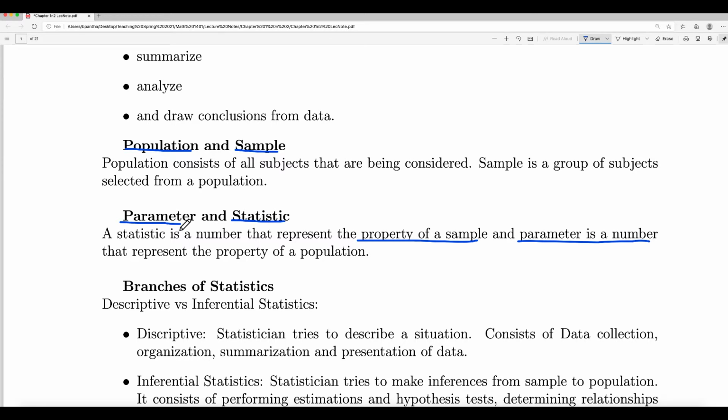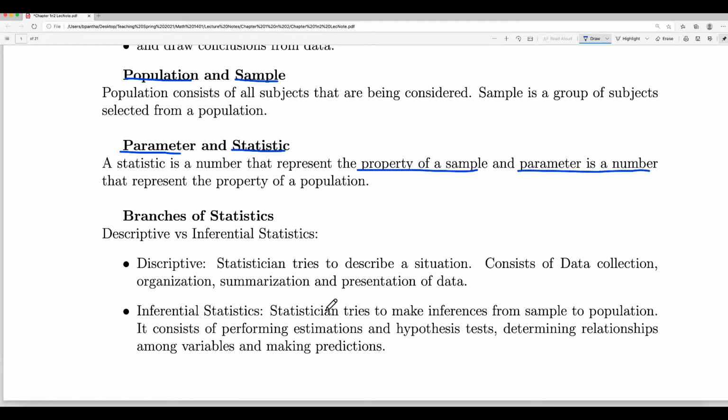So the next thing is the branches of statistics. One is the descriptive and the other is the inferential statistics. Descriptive statistics tries to describe the situation and consists of data collection, organization, summarization, and presentation of the data. It does not do the analysis of the data. It just collects the data, writes the data in a nice order in tabular form, and finds the summary of the data.